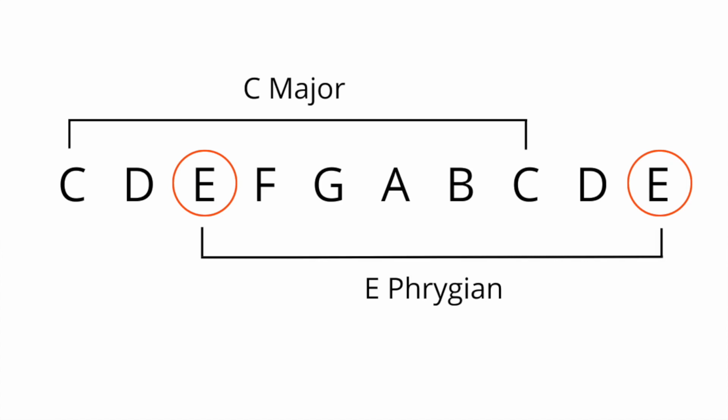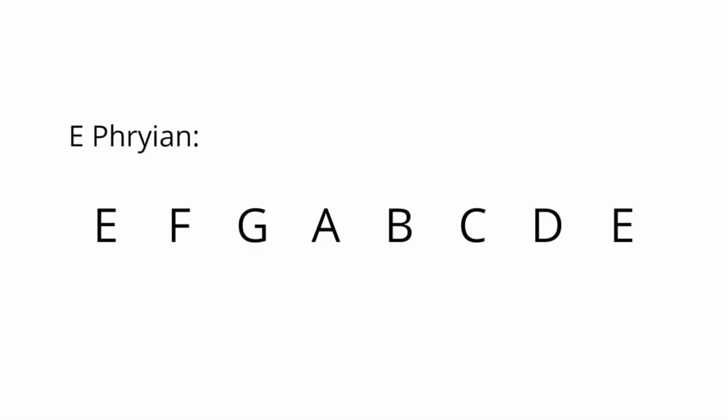It means that C major and E Phrygian share the same notes, but the notes function differently within each of those keys. So E Phrygian is not C major, and C major is not E Phrygian. This is a mistake that's made often, and I'll do my best to explain this so that you can understand the difference. When we look at E Phrygian, we see that those notes are E, F, G, A, B, C, and D.